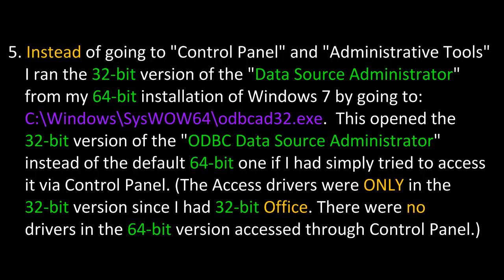Instead of going to Control Panel and Administrative Tools, I ran the 32-bit version of the Data Source Administrator from my 64-bit installation of Windows 7 by going to C, Windows, syswow64, Odbcad32.exe. This is different from the default one in Control Panel. This opened the 32-bit version of the ODBC Data Source Administrator instead of the default 64-bit one, as if I had simply tried to access it via Control Panel.